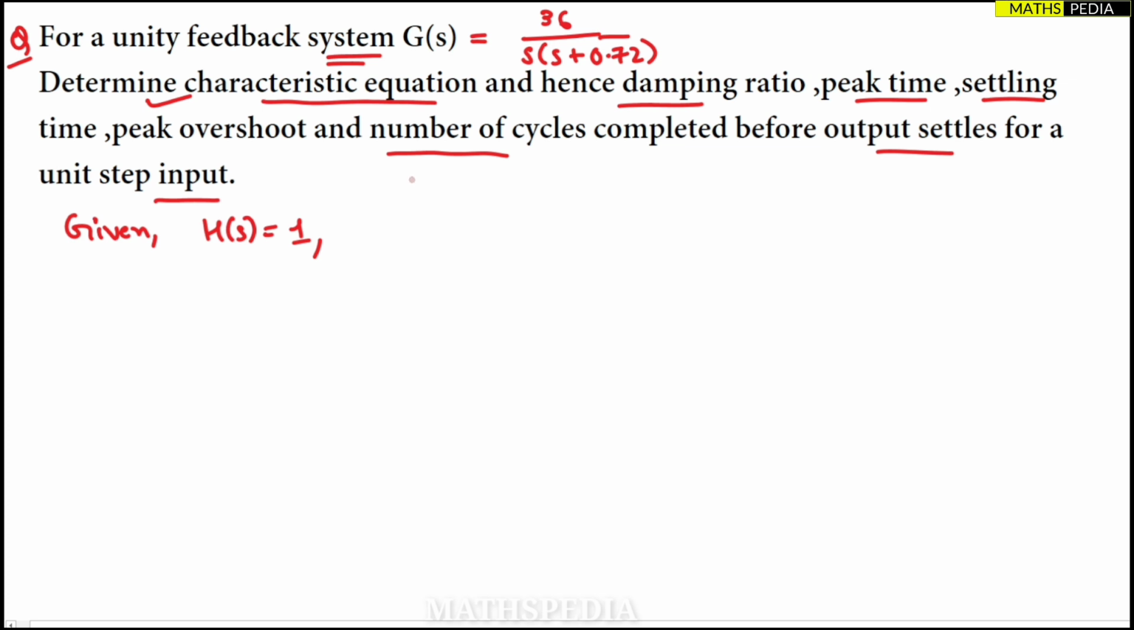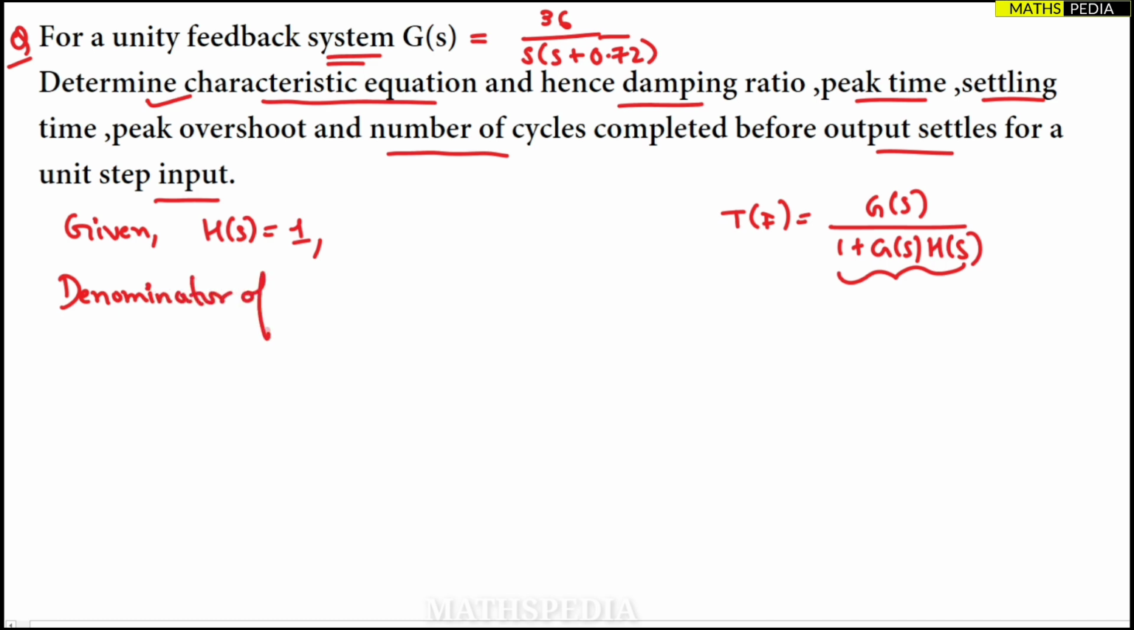What is characteristic equation? Whenever you write the transfer function, it will be the closed loop transfer function. It will be in the form of G(s) by 1 plus or minus G(s) into H(s). Now this denominator is nothing but what? Denominator of the transfer function is called the characteristic equation. So always remember, it is the denominator of the closed loop transfer function of a system.